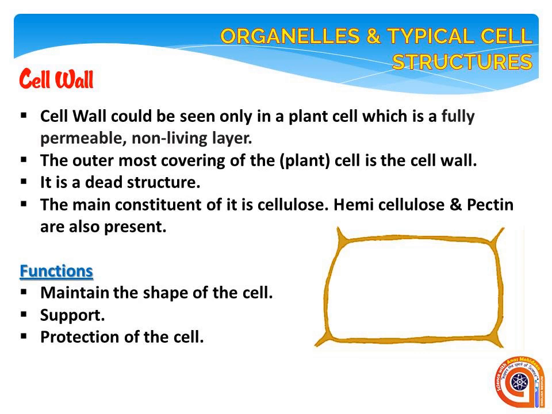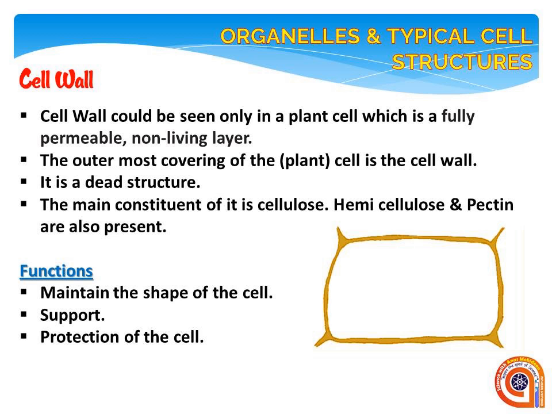What is the meaning of the word permeable? The penetration through the layer is possible for every part. Okay, and it is a non-living layer too. So the outermost covering of the plant is the cell wall, we said, and it is a dead structure. So non-living means it is a dead structure. What is the reason? This cell wall is made up of cellulose, and they are fibers.